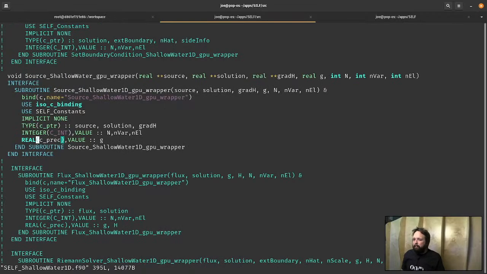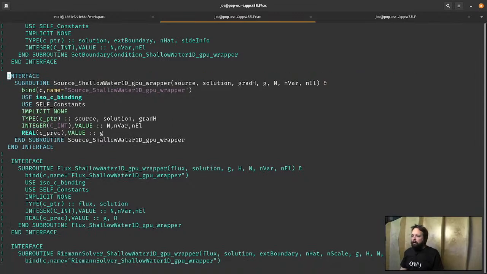So it is important to make sure you have that real type declared in these interfaces if you're passing floating point values through to the C++ side. So that's all we're doing there. But this is what's needed to bind those together. So let's give this a compile and see if this works.